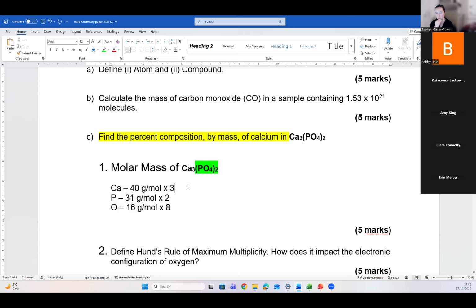Do you always round up or round down accordingly? Say the phosphorus was 30.9 something and the oxygen is 16.07 or whatever it is. In terms of your exam, I would use what's listed on the periodic table itself. If it's given to 2 decimal places, I would use the 2 decimal places.